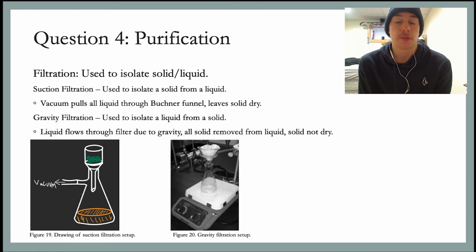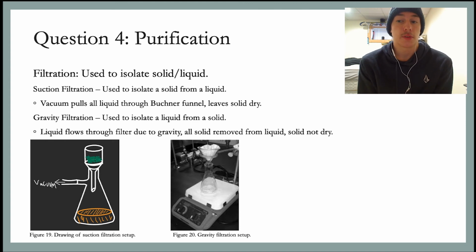The next method of purification is one of the most commonly used, filtration, which is used to isolate a solid or a liquid. The first method of filtration is a suction filtration, which uses a vacuum to pull liquid through a Buchner funnel. A suction filtration is used to isolate a solid from a liquid, as it leaves the solid dry. The filtrate is usually not of interest in a suction filtration.